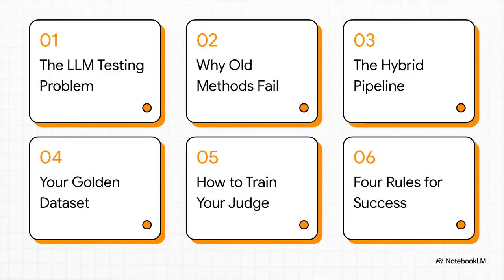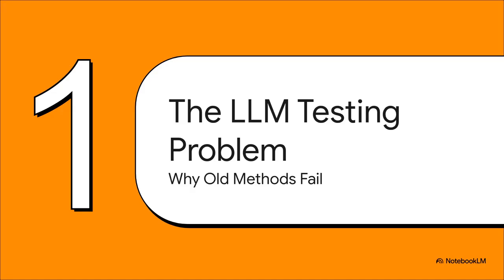All right, here's our game plan for today. We're going to start by really nailing down the core problem and see why the old ways of doing things just don't work anymore. Then I'll walk you through a really powerful solution called the hybrid pipeline. We'll cover how to build its foundation, the golden dataset, and how to train its AI referee. And we'll wrap it all up with 4 simple rules to make sure you succeed. Okay, let's get right into it.